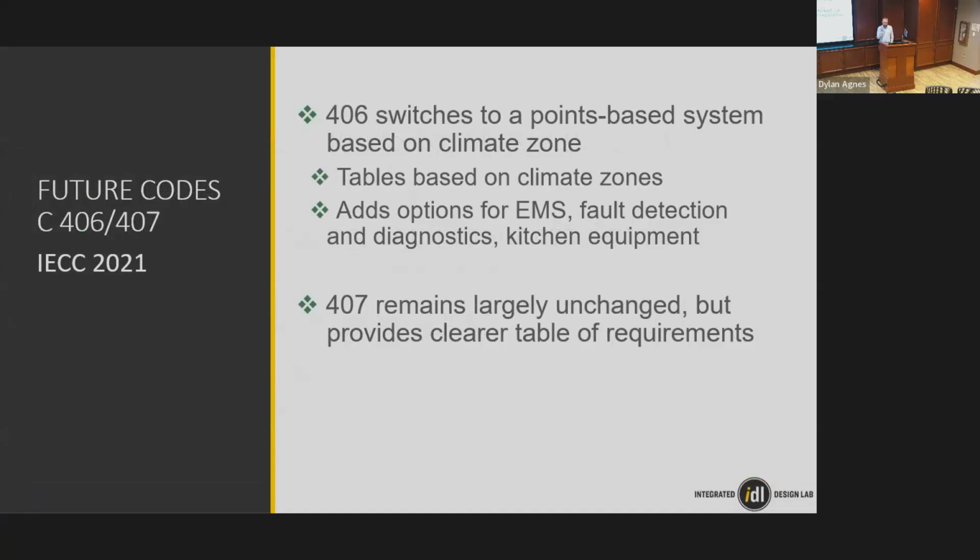For future codes, I want to talk about what is in 2024. It switches from this choose one of 8 options over to a points-based system that is based on the building type and its climate zone. The performance section remains pretty much unchanged. The table gets a little bit clearer.